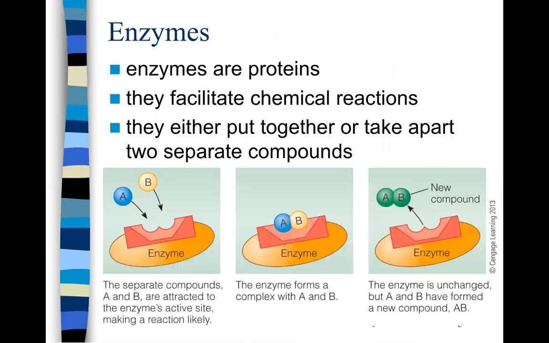Enzymes are also proteins, and enzymes are needed to advance chemical reactions and facilitate chemical reactions. Enzymes have a very distinct shape so that they can bind what's called their substrate, which in this particular picture is a circular A molecule and B molecule. And you can see that this enzyme shape has like two half circles in it so that the A and the B will fit perfectly.